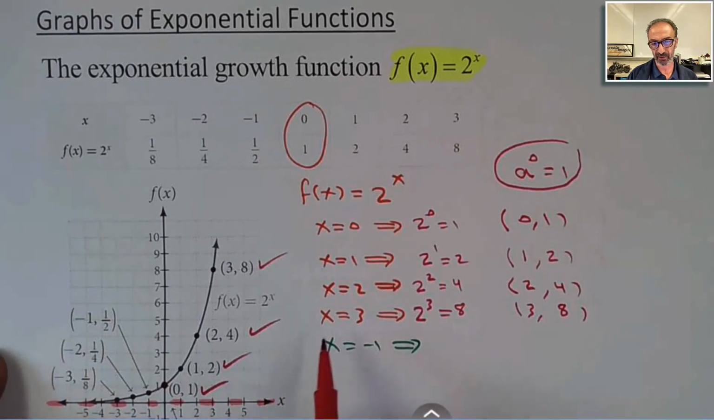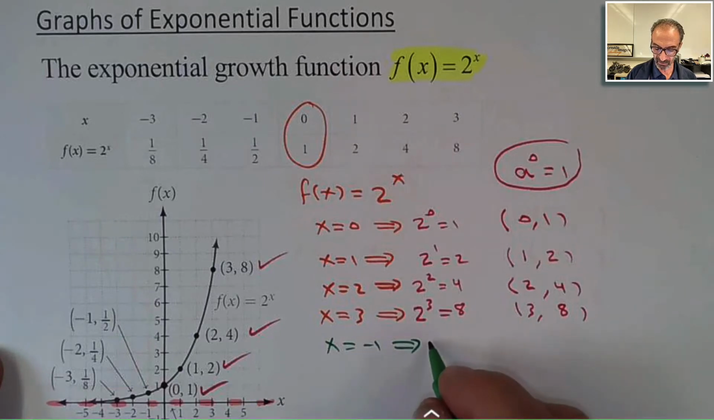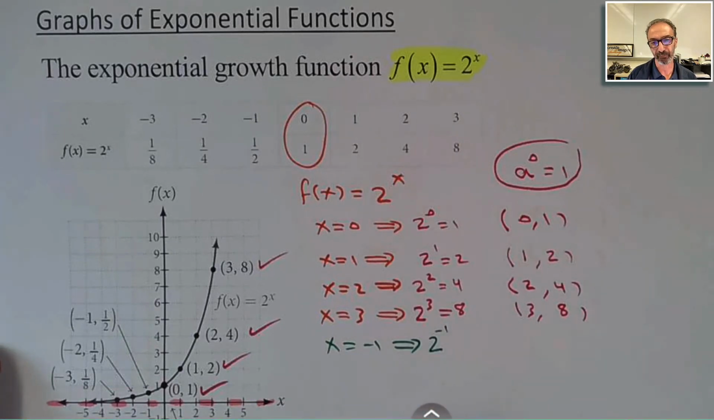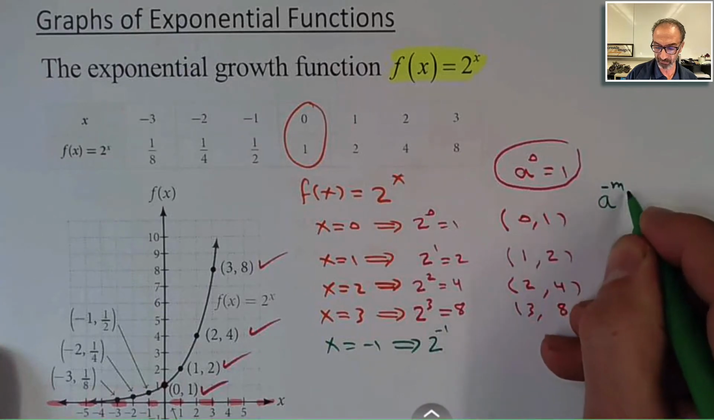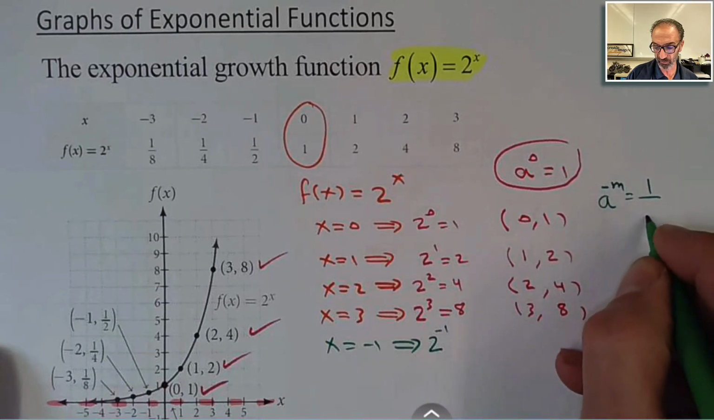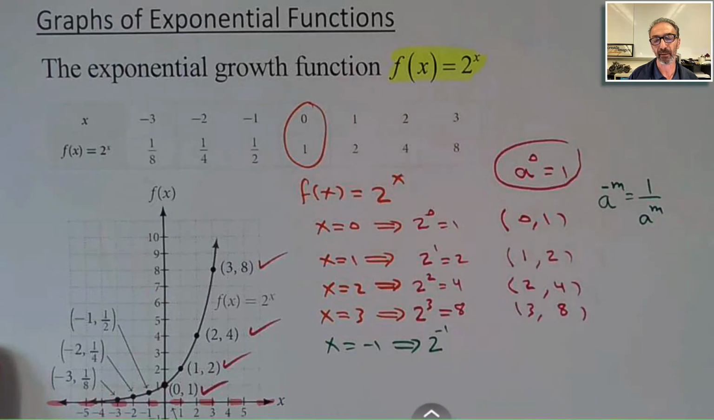Let's go to the left because it's sometimes interesting and it's good to practice and pay attention to when it's negative. So this is going to be 2 to the power negative 1. But we have another math rule that says a to the power negative m is the same thing as 1 over a to the power m. So you kind of take the reciprocal.